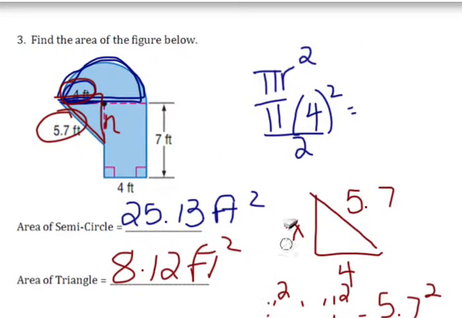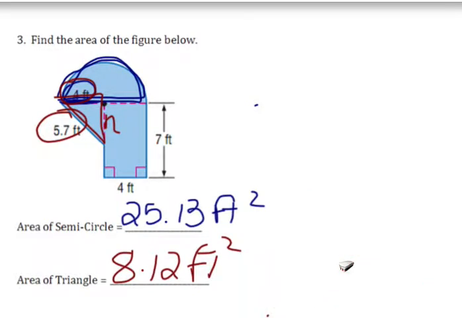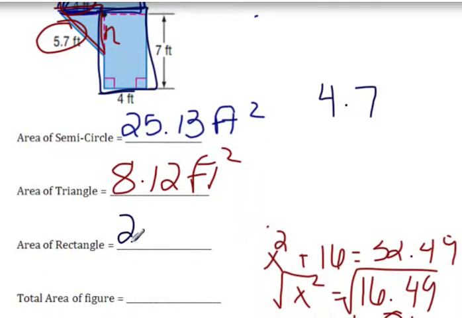So let's go ahead now and let's calculate out the area of that rectangle. So our rectangle is going to be this guy right here. So we have a base of 4 and a height of 7. So the area of the rectangle is simply 4 times 7, which is going to give us 28 feet squared.